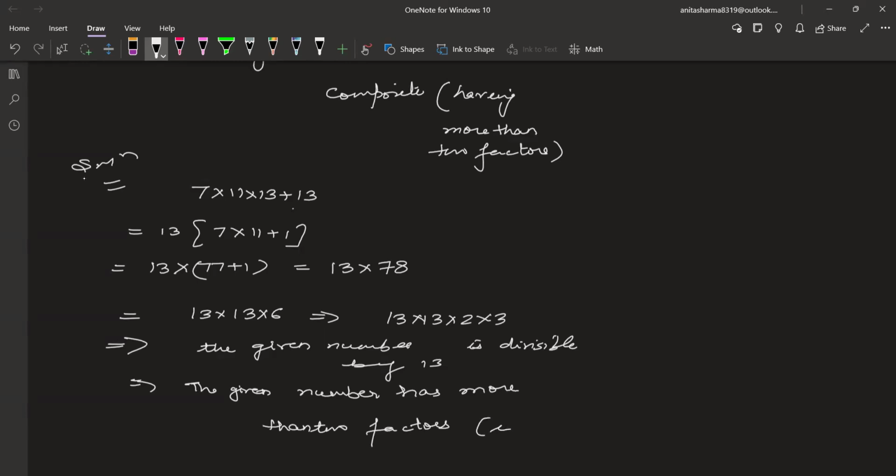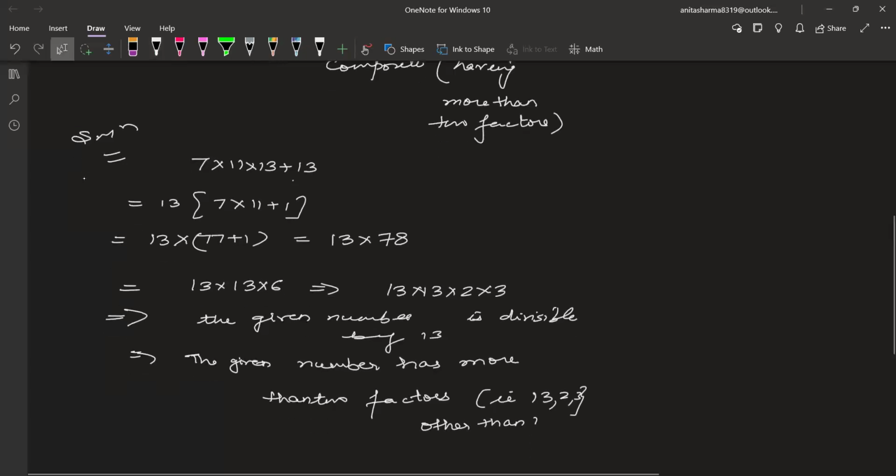Yes, ma'am. 13, 2 and 3, right, beta? And 1, of course, is the factor other than 1. So therefore, it is composite.